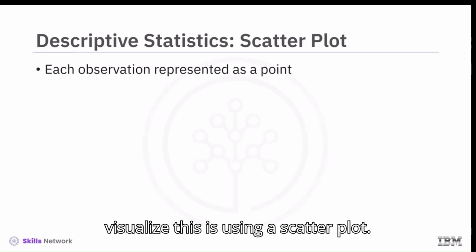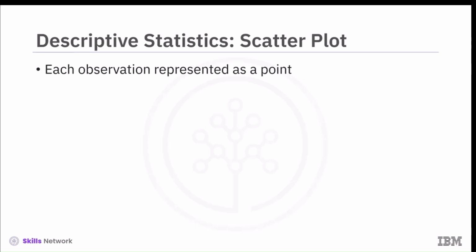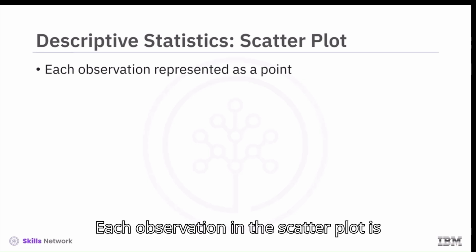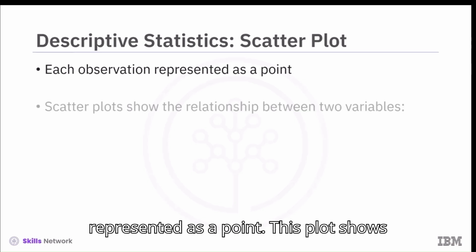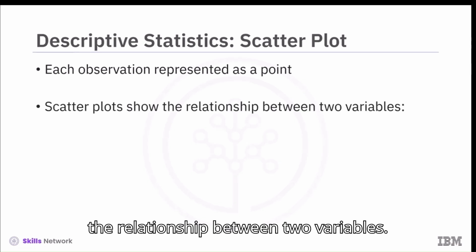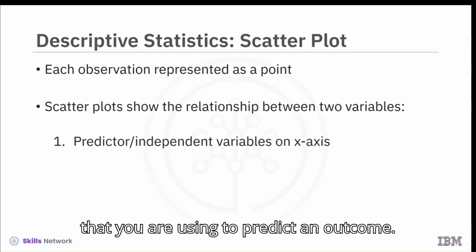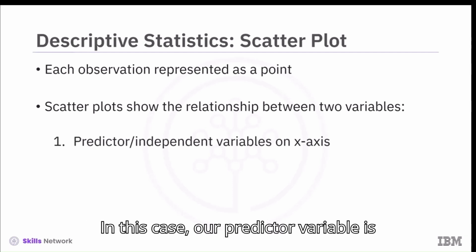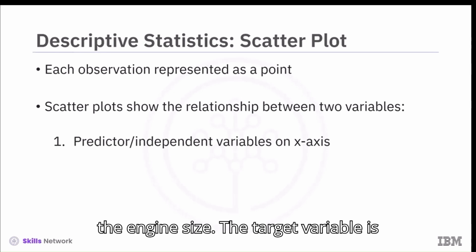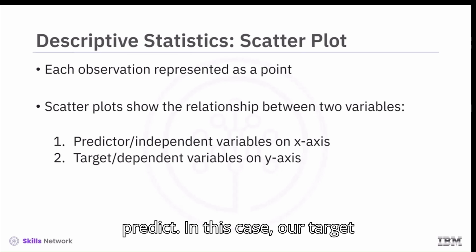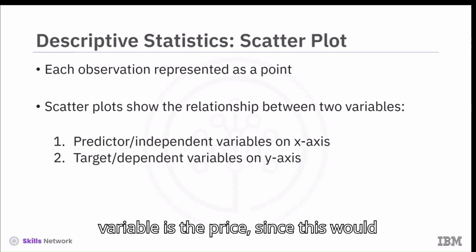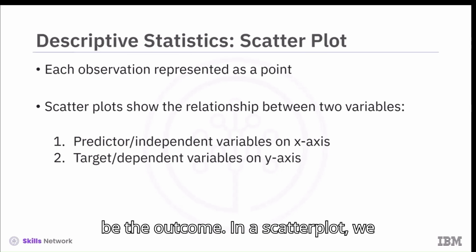One good way to visualize this is using a scatter plot. Each observation in a scatter plot is represented as a point. This plot shows the relationship between two variables. The predictor variable is the variable that you are using to predict an outcome. In this case, our predictor variable is the engine size. The target variable is the variable that you are trying to predict. In this case, our target variable is the price, since this would be the outcome.